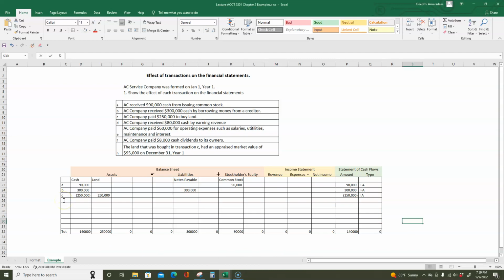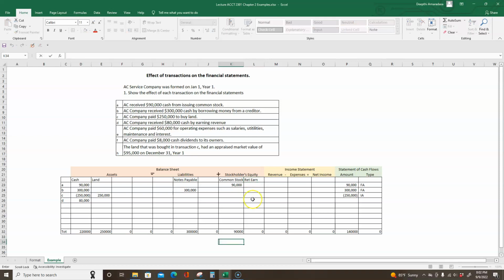Let's look at transaction D. It says, AC Company received $80,000 cash by earning revenue. So for transaction D, they received cash for earning revenue. Cash increases by $80,000. I'm going to put $80,000 as a positive number here. Now, how does revenue affect the balance sheet? We know that revenue has the effect of increasing stockholders' equity. What particular component of stockholders' equity? We know it's retained earnings. So let's type retained earnings here. Actually, I'm going to abbreviate it.